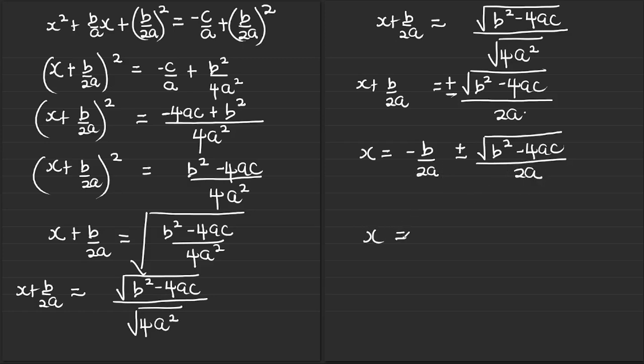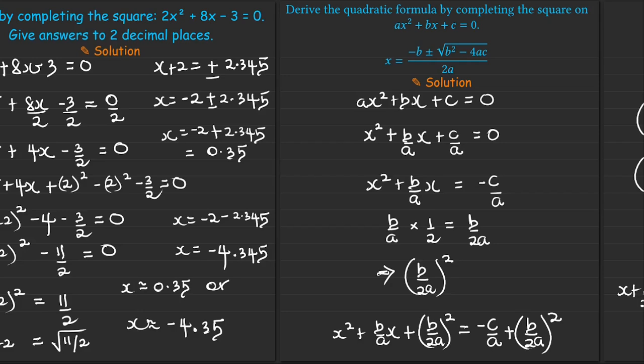There is 2a here, and there's also a 2a over here. So the LCM is simply 2a. So we have our 2a, and then there's a negative b, then the plus or minus the square root of b squared minus 4ac. As simple as that. This is the quadratic formula. So as we were given here, that is what we have proved.